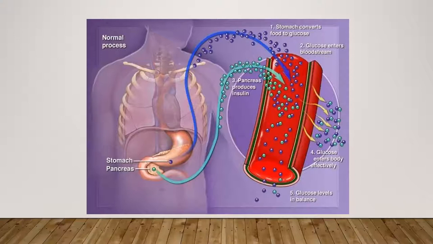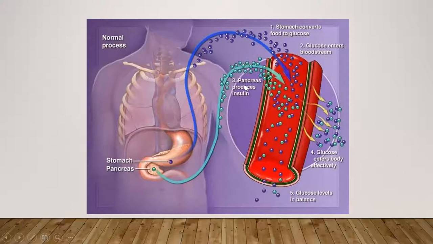Okay. So first of all, whenever we are eating anything, that food converts to glucose. You can see here in the first figure, food converts to glucose. Then that glucose enters into the bloodstream. Now this is the bloodstream.